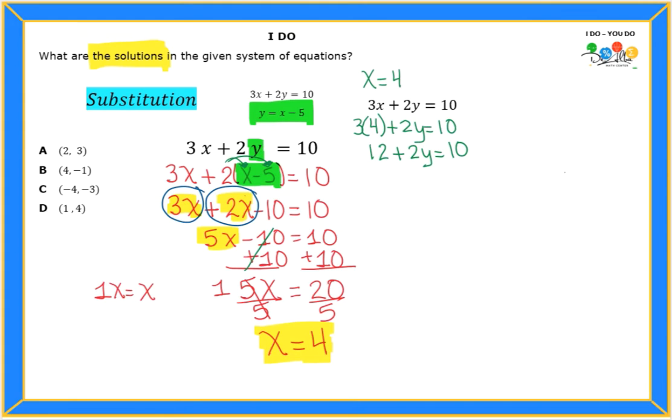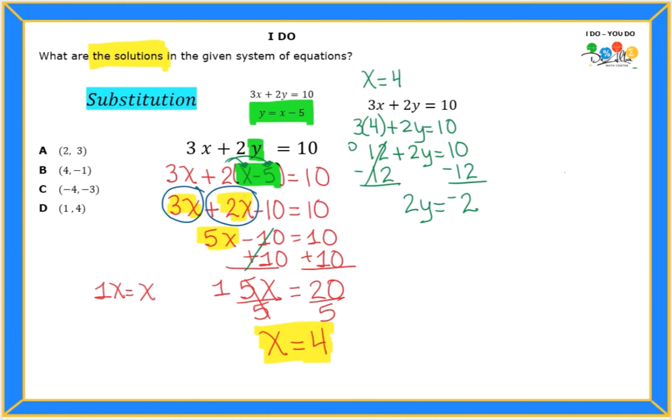Is that right? So I need to eliminate 12. And the way that I eliminate 12 is by subtracting 12 on both sides. The whole idea is to leave y by itself. So my 12 cancels. I'm going to bring down my 2y, and 10 minus 12 gives me a negative 2.